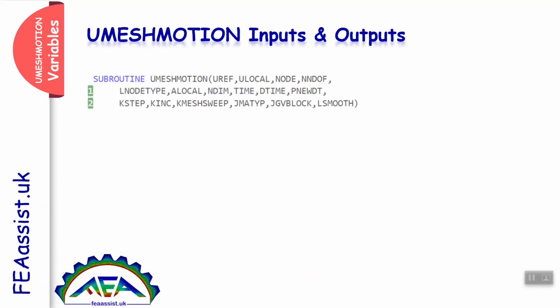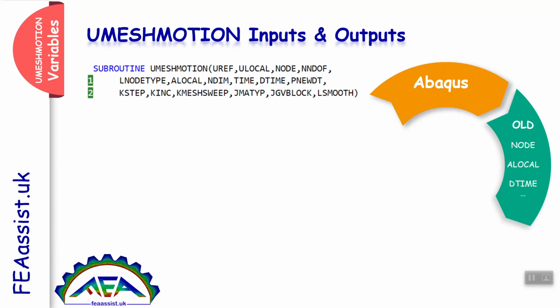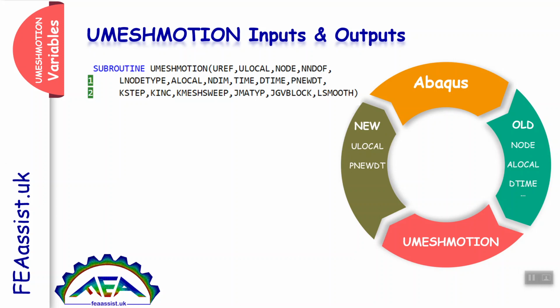UMESHMOTION variables. UMESHMOTION has some variables. Some of them are inputs. We need to get those inputs, process them, and export the results as an output into Abaqus. In other words, Abaqus computes nodes' positions, time, and other variables. We need to get these variables, process them in UMESHMOTION, compute the displacement or velocity of the nodes in X, Y, and Z direction, and return these variables into Abaqus. Abaqus again uses these variables to recompute the nodes' positions and all the necessary variables.